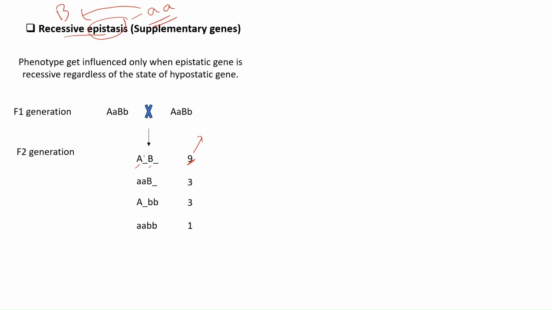So when will the dominant phenotype come? When at least one dominant allele is present. So capital A dash, capital B dash is for 9. This middle two, one dominant, one recessive.